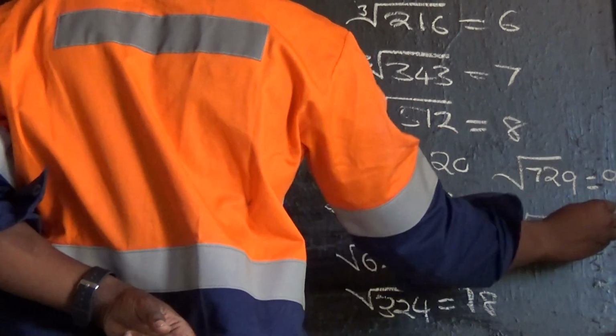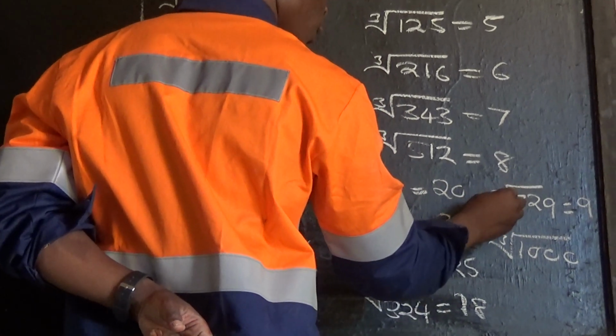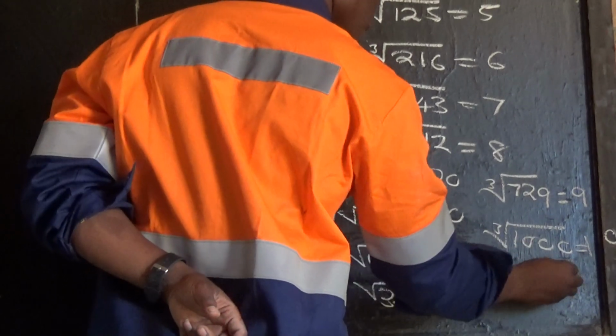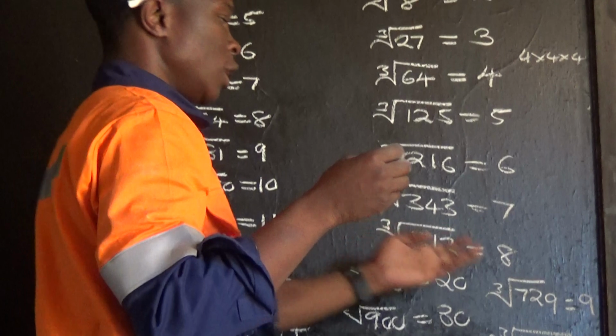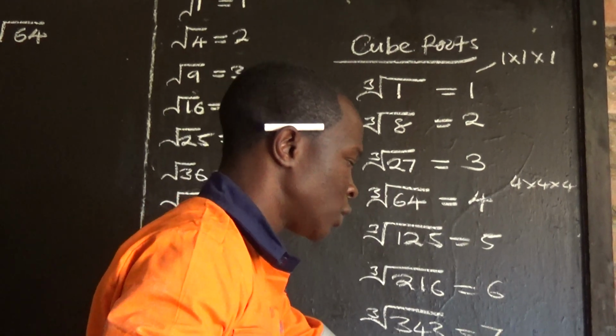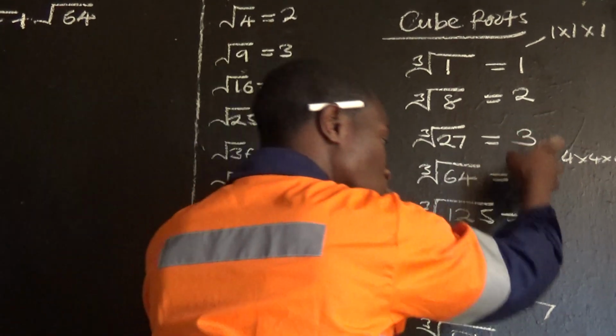The cube root of 1000 is 10. Are we together? 10 times 10, 100 times 10, you get 1000. Cube root of 729 is 9. 9 times 9, 81. 81 times 9, you get 729. So you need to know them.